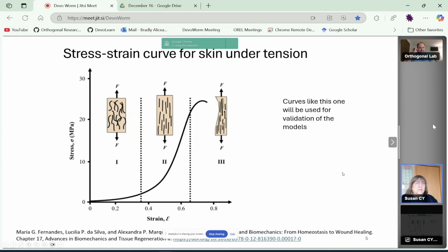So this is a stress-strain curve of skin. You can see that when it's relaxed, it has an elasticity that is kind of flat. And when it is tensioned, it changes to a larger elasticity when the structures are aligned inside. And then this is when it breaks. So curves like this are going to be used for the validation portion of my talk.